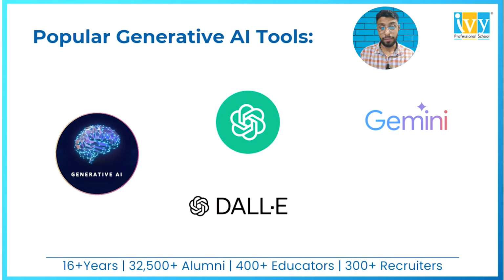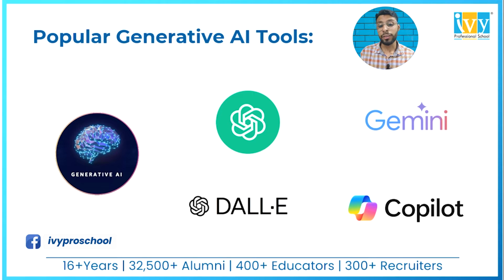DALL-E by OpenAI, an AI model that generates highly detailed images from a simple text description. For example, if I write a prompt for a futuristic city skyline at sunset, it can create a vivid and unique image based on this idea. Microsoft Copilot, an AI-powered assistant integrated into Microsoft 365 tools like Word, Excel, PowerPoint, Outlook, etc. It helps enhance productivity, with suggestions, automation, and content generation.